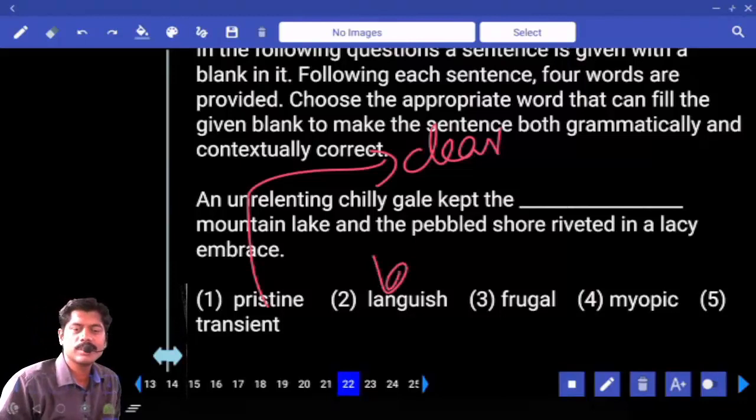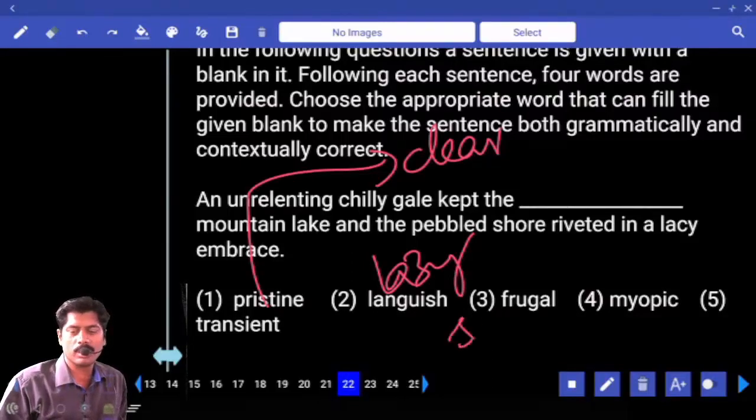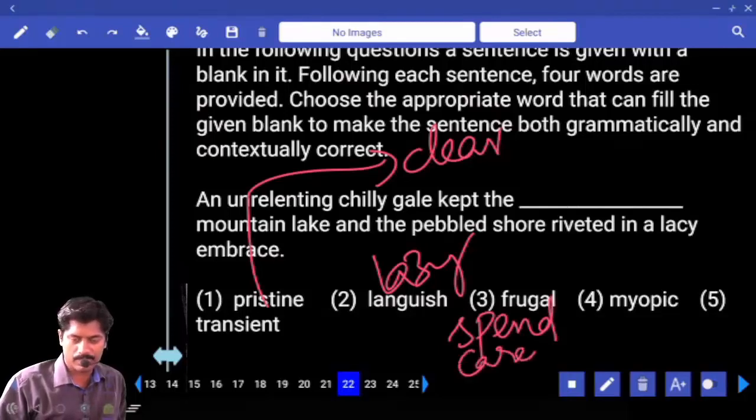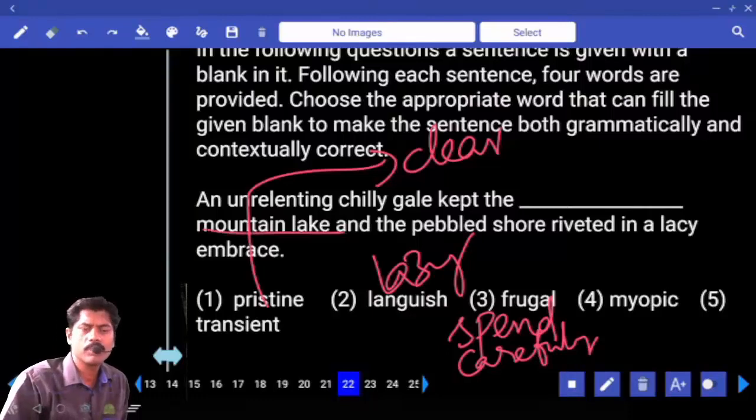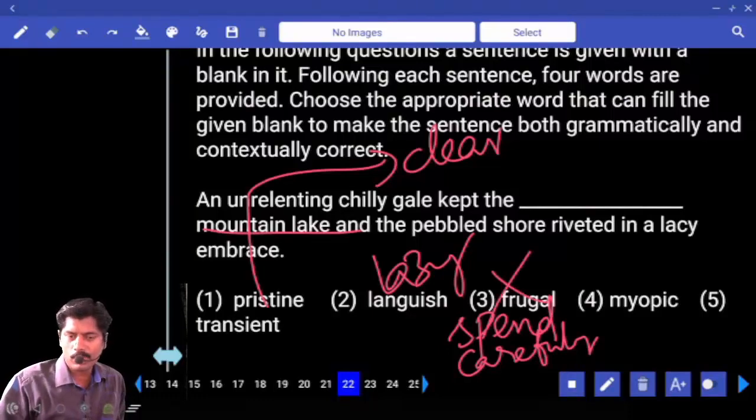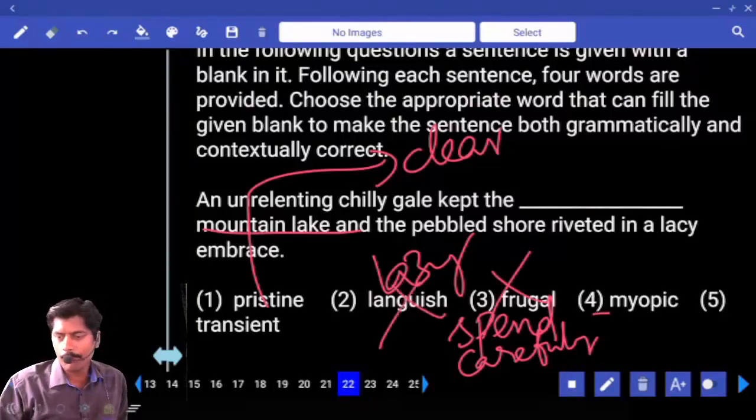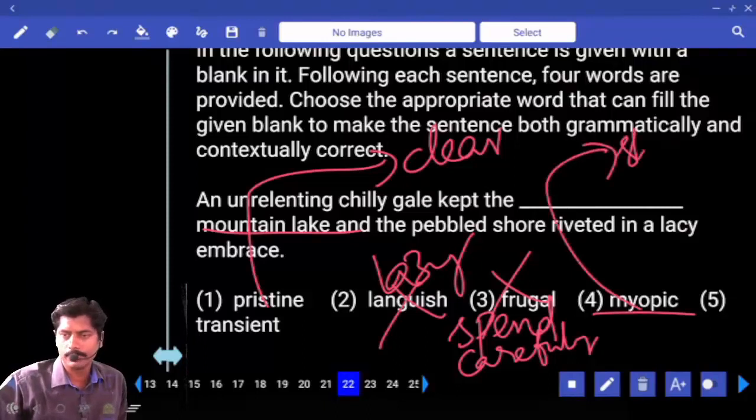Languid means lazy. Frugal. Can somebody tell me? Last week we discussed this. A person who spends money carefully. Spend carefully or if necessary. Now, what are we talking about? We are talking about a lake. Frugal, no. Lazy, no. Myopic means short-sighted.